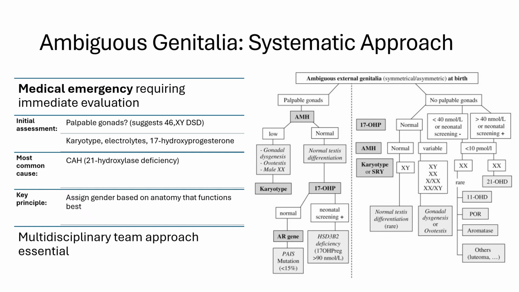The approach to gender assignment has evolved significantly. Current practice bases decisions on functional potential rather than chromosomes or appearance alone. Which anatomical configuration will provide the best sexual function, fertility potential, and psychological outcomes? This complex decision requires input from pediatric endocrinology, urology, genetics, and psychology.